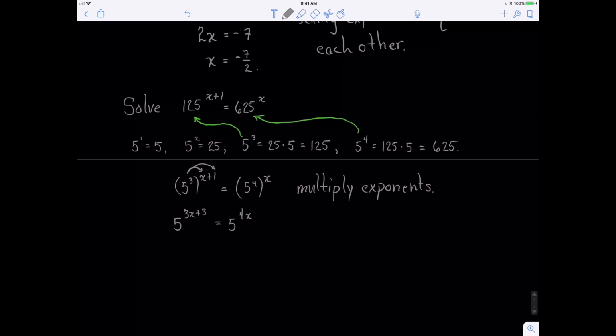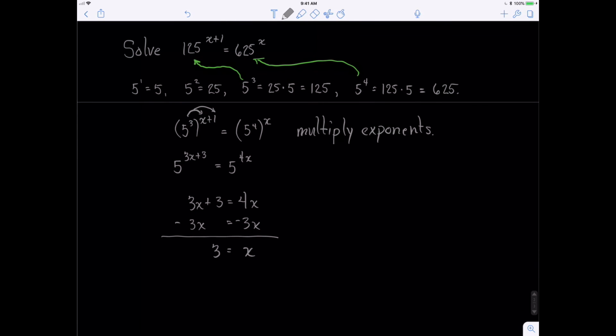And now, since our bases match, we can solve directly with the exponents. So 3x plus 3 has to equal 4x. Then I'm going to subtract 3x from both sides, and now I have 3 equals x. And there it is, there's our answer: x equals 3. We can always verify our solution by putting it back into our initial equation.